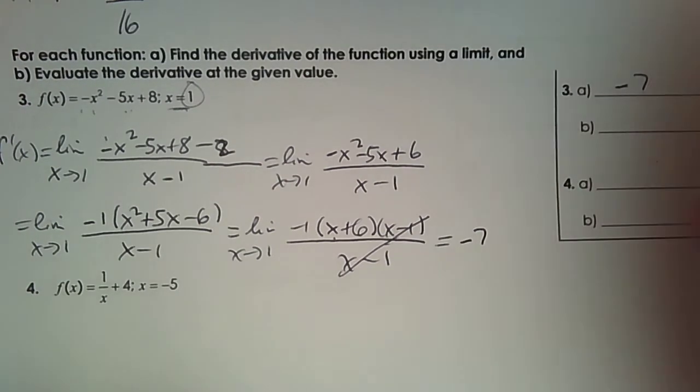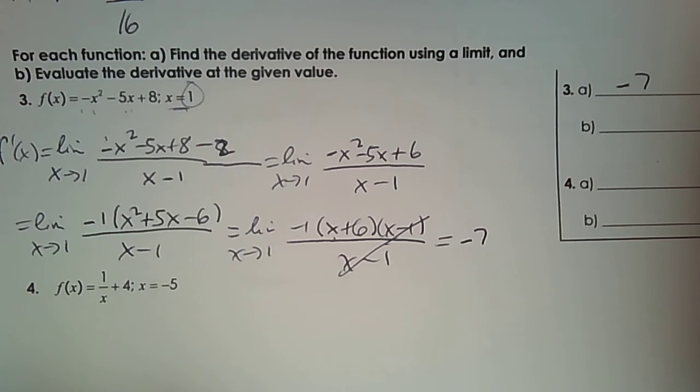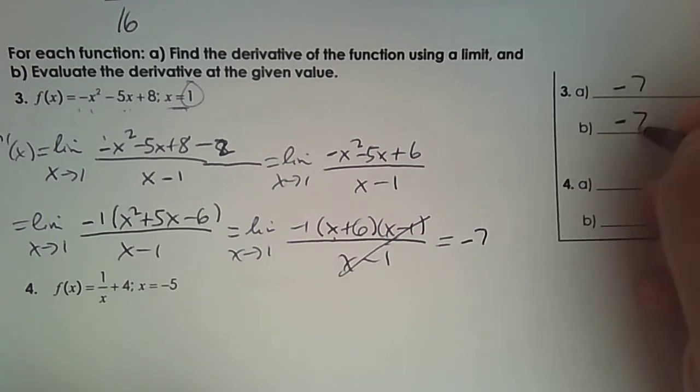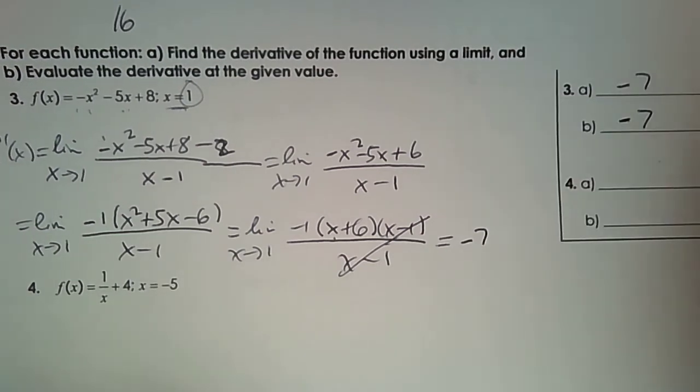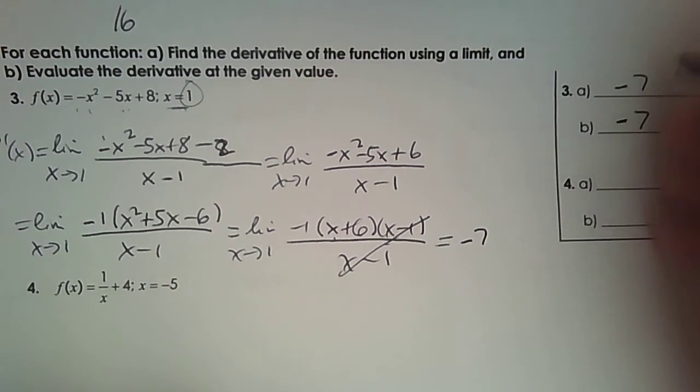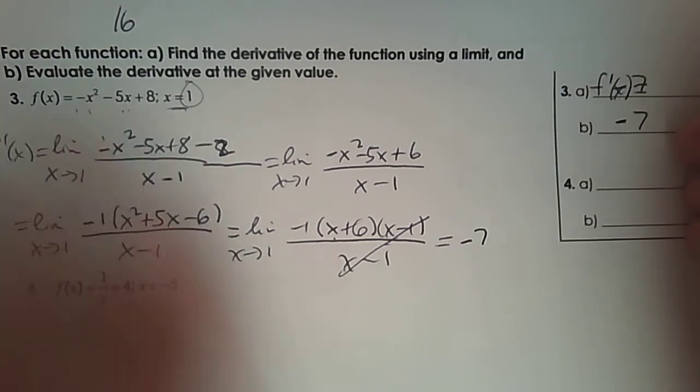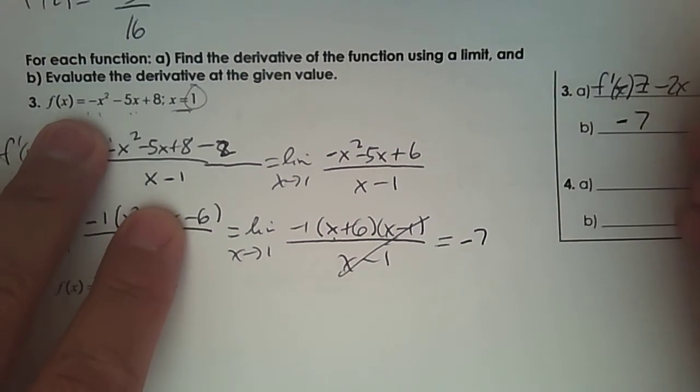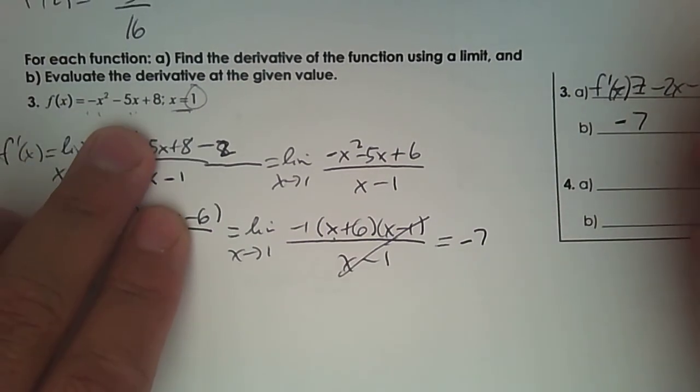So 3a, find the derivative of the function, and then evaluate the derivative at the given value. So anyways, that's negative 7. I'll do it differently. The actual derivative then, for this, we're going to use shortcuts here, is negative 2x minus 5.